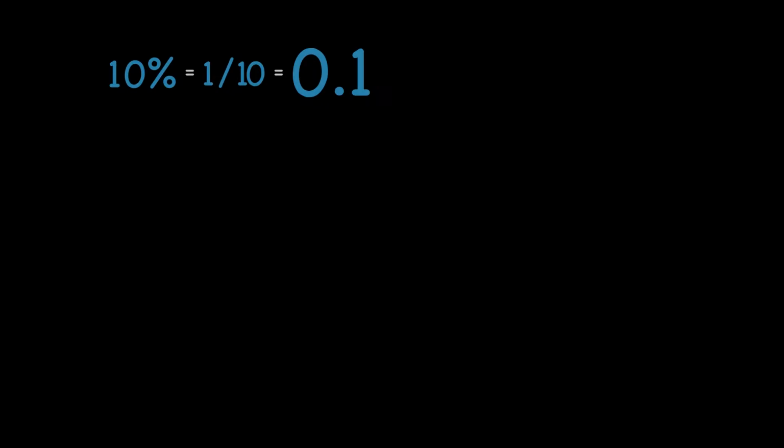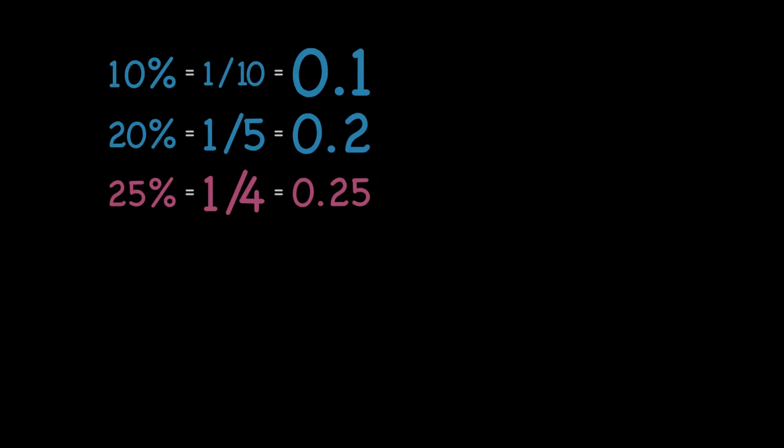10% equals 1/10 equals 0.1. The most basic, 10% of any number is just divide by 10. 20% equals 1/5 equals 0.2. Double of 10%. 25% equals 1/4 equals 0.25. Very common, 1/4 of the whole.